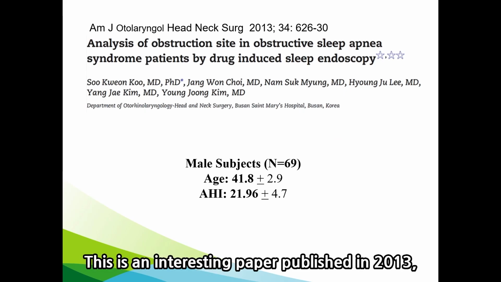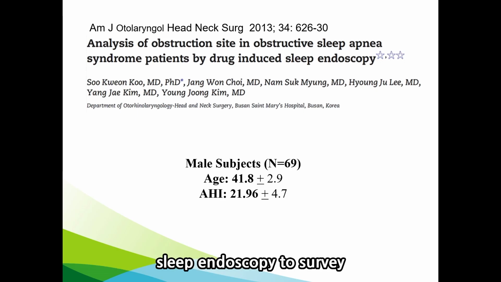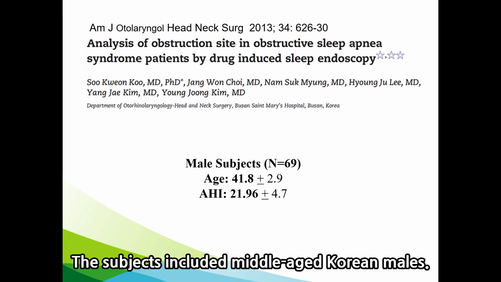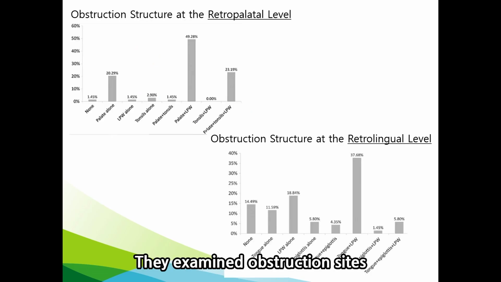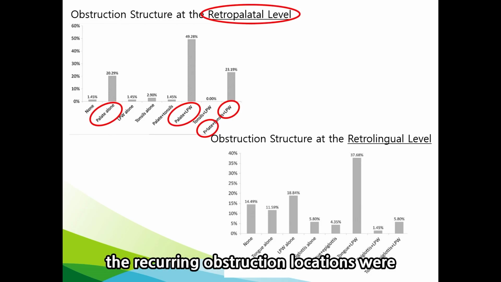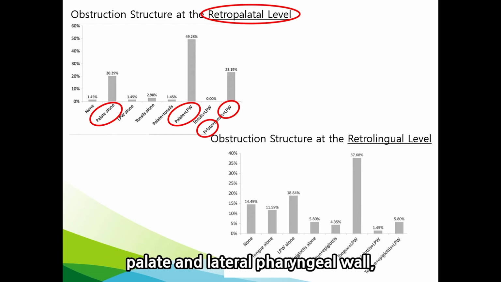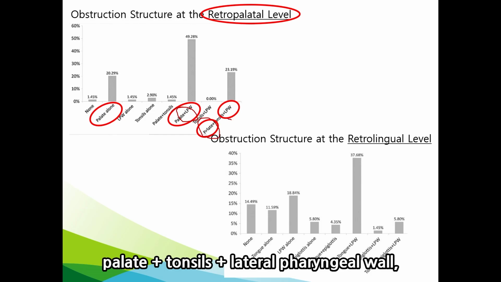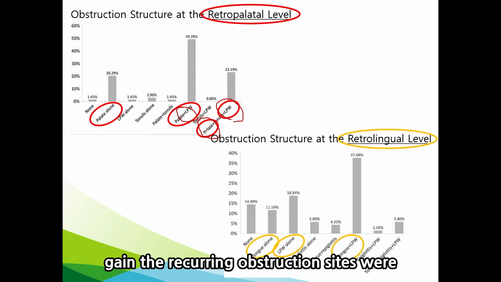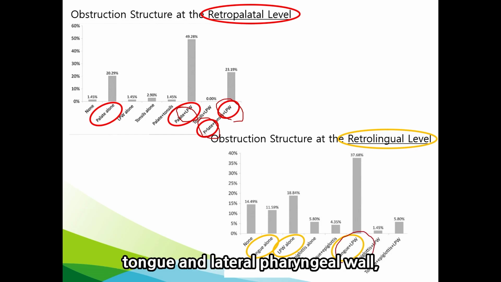This is an interesting paper published in 2013 where the investigators used drug-induced sleep endoscopy to survey the obstruction sites in OSA patients. The subjects included middle-aged Korean males. They examined obstruction sites at the retropalatal level and then the retrolingual level. At the retropalatal level, the recurring obstruction locations were palate and lateral pharyngeal wall; palate, tonsil, and lateral pharyngeal wall; and palate. At the retrolingual level, again, the recurring obstruction sites were tongue and lateral pharyngeal wall, and tongue.